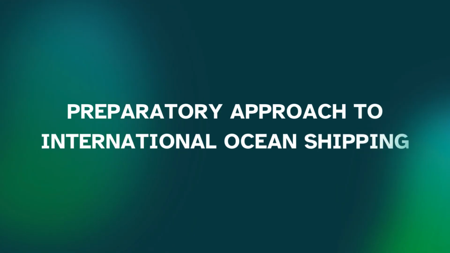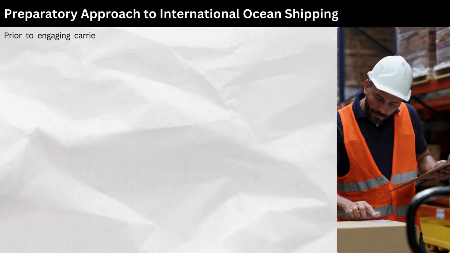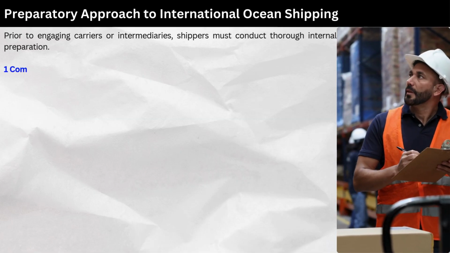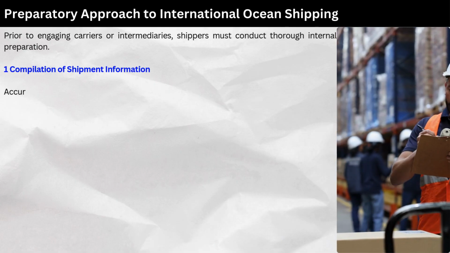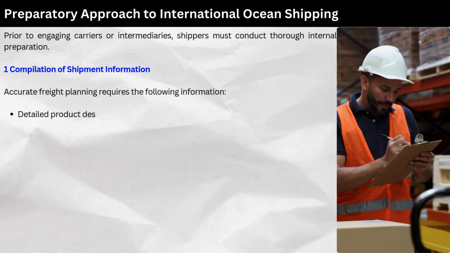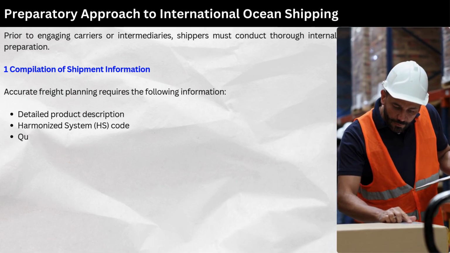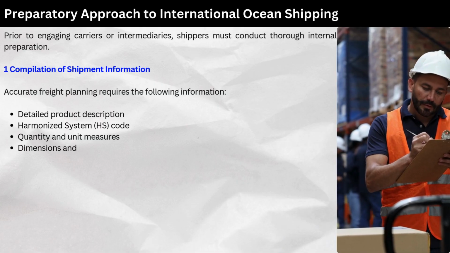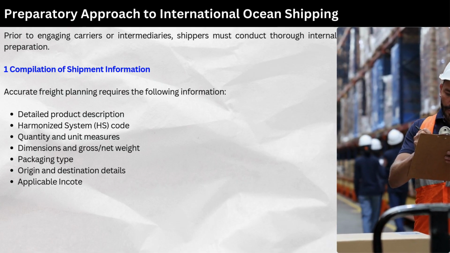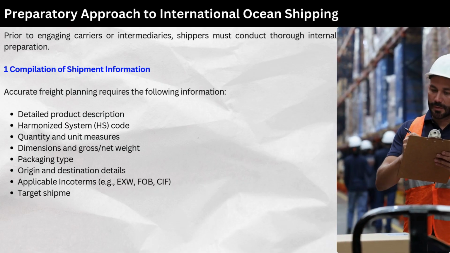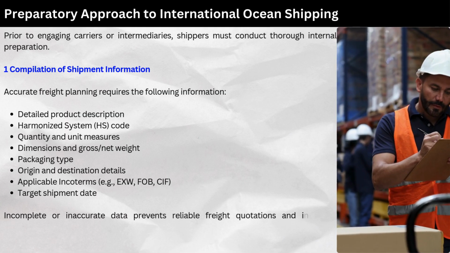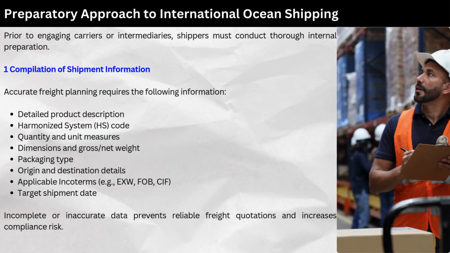Preparatory approach to international ocean shipping. Prior to engaging carriers or intermediaries, shippers must conduct thorough internal preparation. 1. Compilation of shipment information. Accurate freight planning requires the following information: detailed product description, Harmonized System (HS) code, quantity and unit measures, dimensions and gross and net weight, packaging type, origin and destination details, applicable Incoterms, e.g., EXW, FOB, CIF, and target shipment date. Incomplete or inaccurate data prevents reliable freight quotations and increases compliance risk.